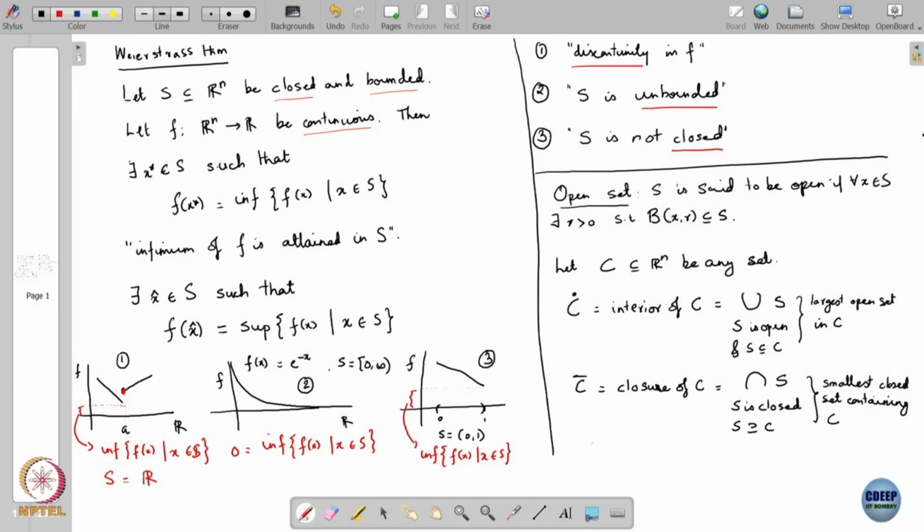Now, if you consider this set, let us denote this by del C, like this. This is what is called the boundary of C. This is simply defined as C closure minus C interior. Which means you look at the closure and remove from it all points that are there in the interior. Whatever remains is what is called the boundary of C.